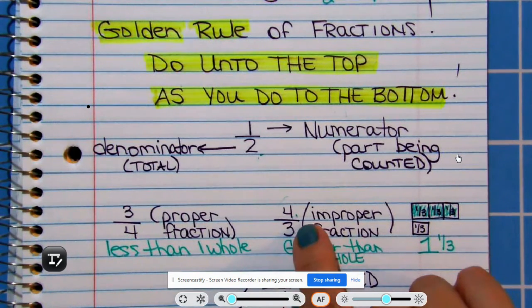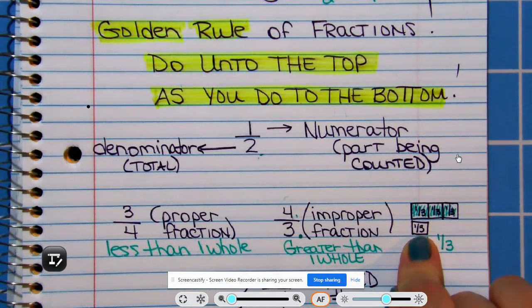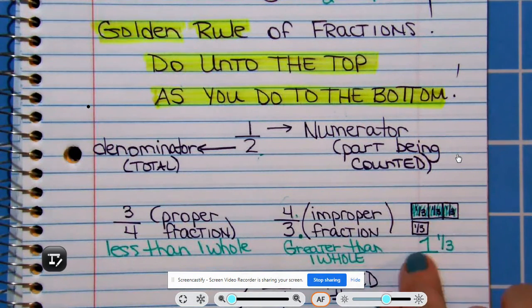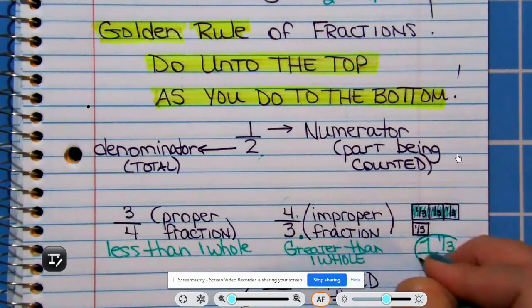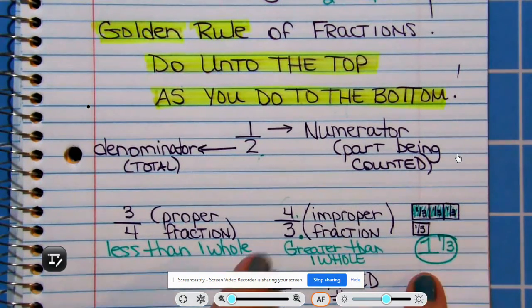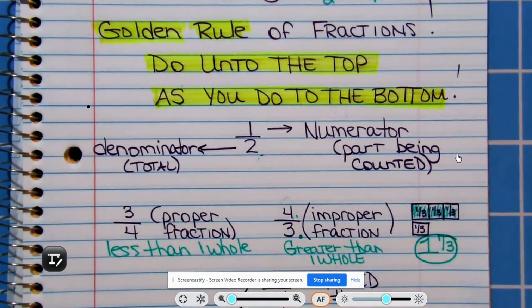So this means you have 4 1/3 pieces. So we have 1, 2, 3, 4 1/3 pieces. 3/3 equals 1 whole. And then there's a 1/3 left over. So this 4/3, this improper fraction, becomes a mixed number, 1 and 1/3. 4/3 and 1 and 1/3 are equivalent fractions.